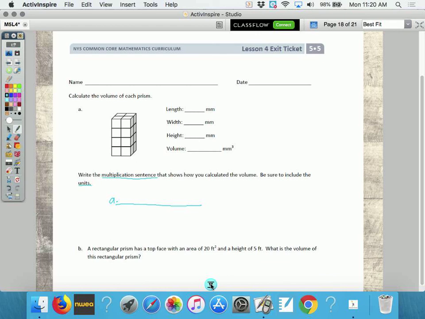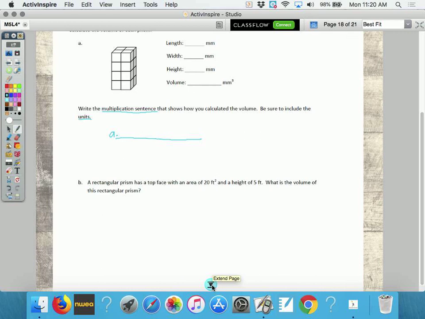The next one, B. B's a little different. It says a rectangular prism has a top face with an area of 20 feet squared. So let's try and draw that. I'm going to try and draw it. You don't have to. You can just look at mine. Okay, but what it's saying is area equals 20 feet squared, or 20 square feet. Okay, and his height is 5 feet. What is the volume of this rectangular prism? Can you write a multiplication sentence for that? Okay, that's your exit ticket.